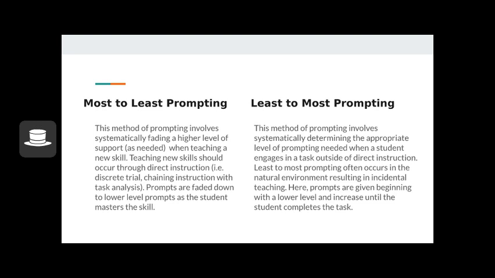In least to most prompting, prompts are systematically given starting with a lower level of prompting and increased as a student needs the specific prompt. This is best implemented during incidental teaching or when you are teaching in the natural environment. This is so that students are not given more prompts or more intense prompts than are needed.